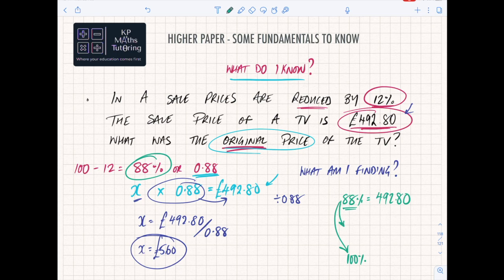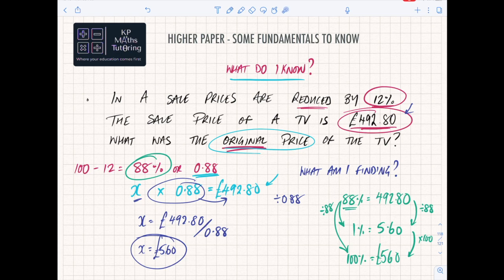Well, I can't get 88 to 100 very easily. So what I can do is get it to 1% by dividing by 88. And we know that the answer is obviously going to be 560. So that 1% would be £5.60. So that would be me doing £492.80 divided by 88. And then you just times your answer by 100 there to end up giving me £560. Okay, so that's the second way you could do it.